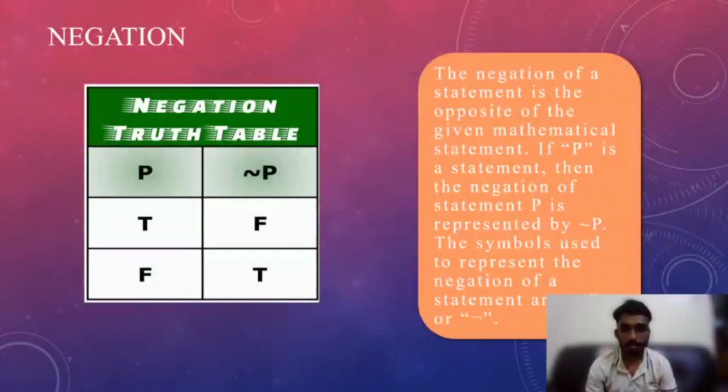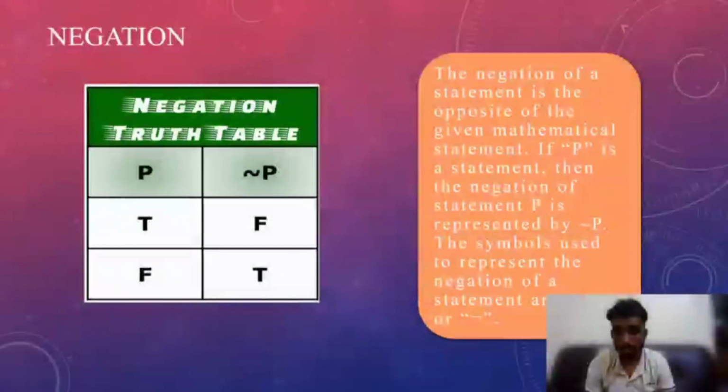So now we continue with the next subtopic of the logic chapter, which is negation. The negation of a statement is the opposite of the given mathematical statement. If P is a statement, then the negation of statement P is represented by the symbol for negation P. The truth table of a negation has been shown in the slide as well. If the truth value of P is true, then the negation of P is false, and the same goes for the opposite.